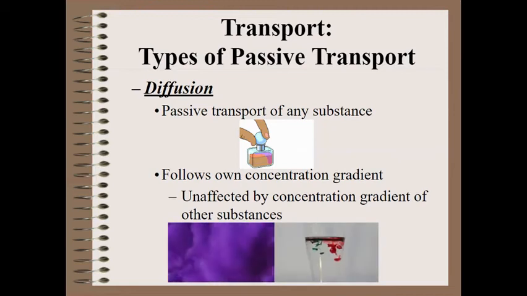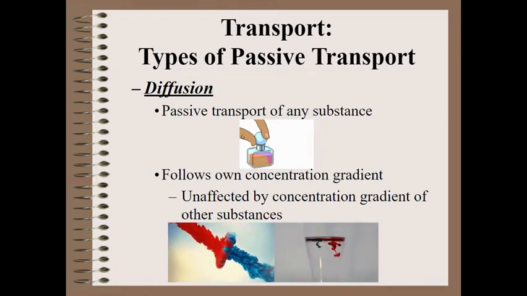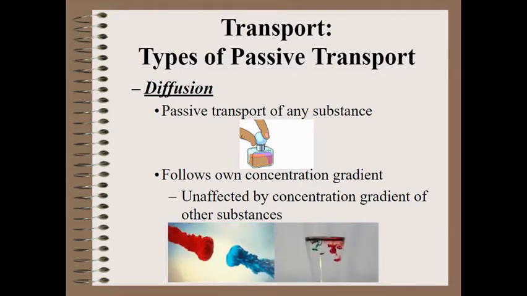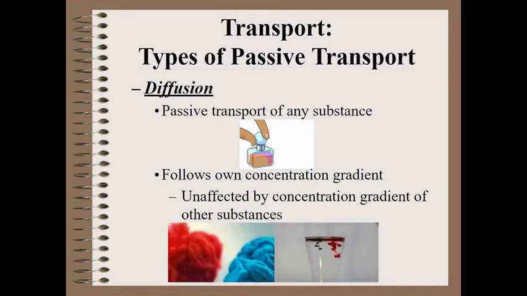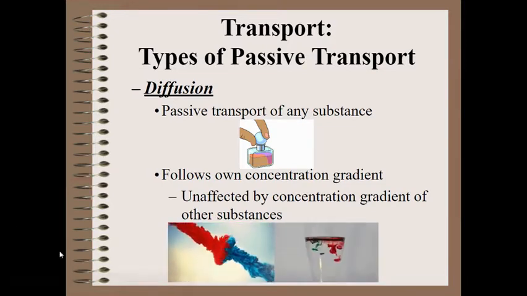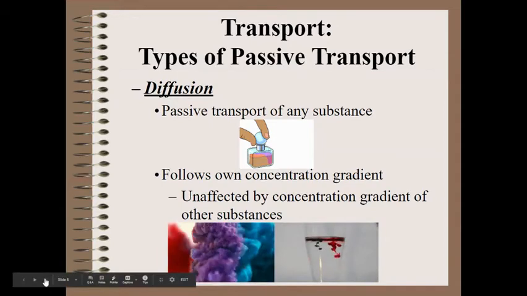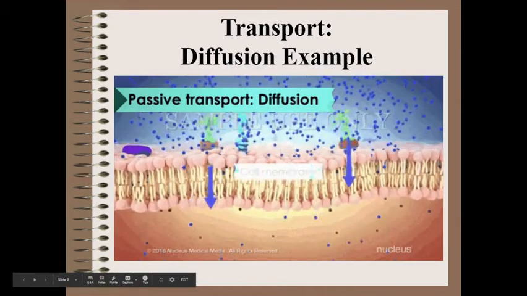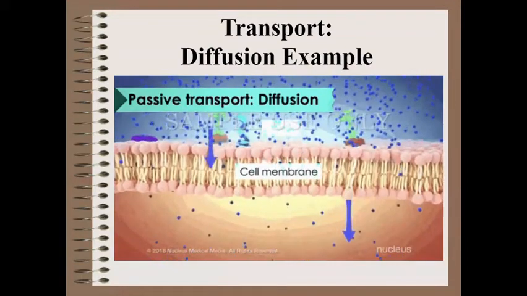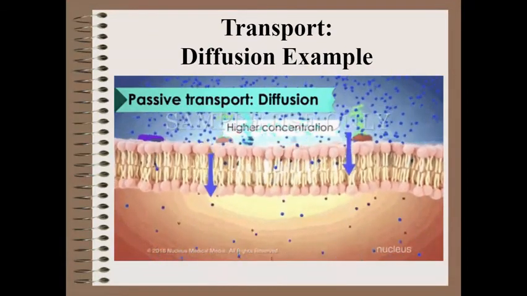So, like if you're looking at the food coloring image at the bottom, the red is going to move all on its own, the green is going to move all on its own from their own concentration gradient of high to low concentration. They're unaffected by each other. So here is just an example of diffusion moving from high to low concentration.